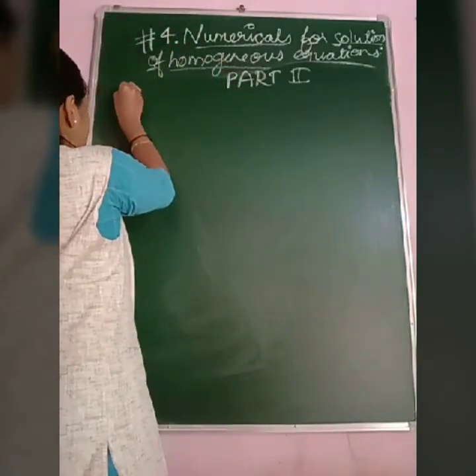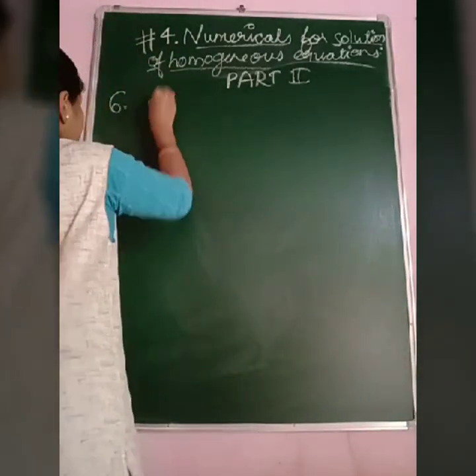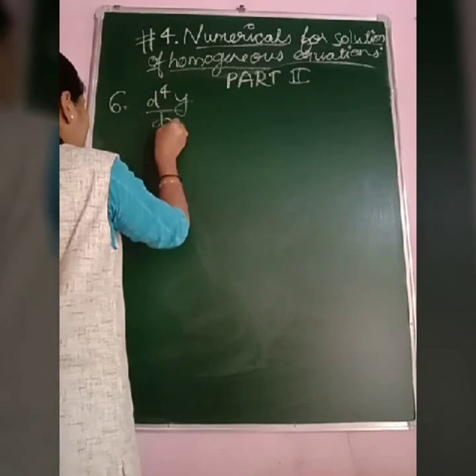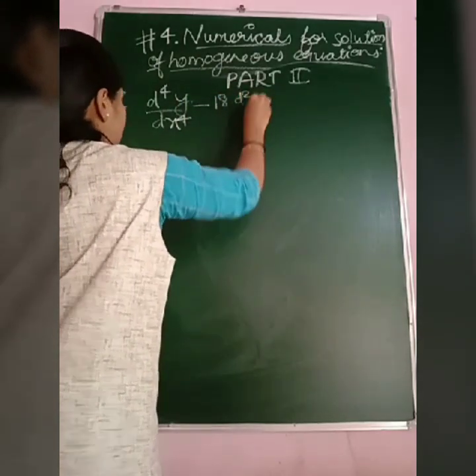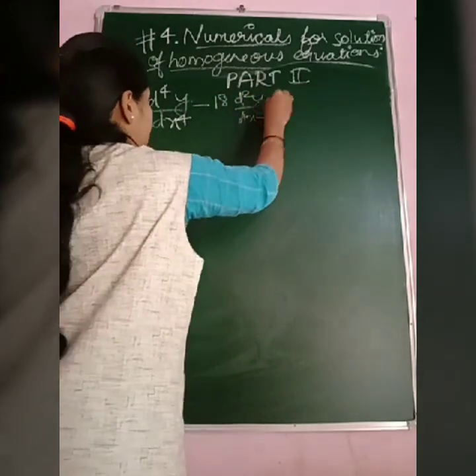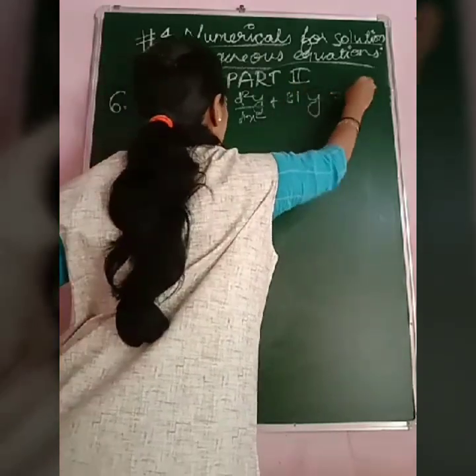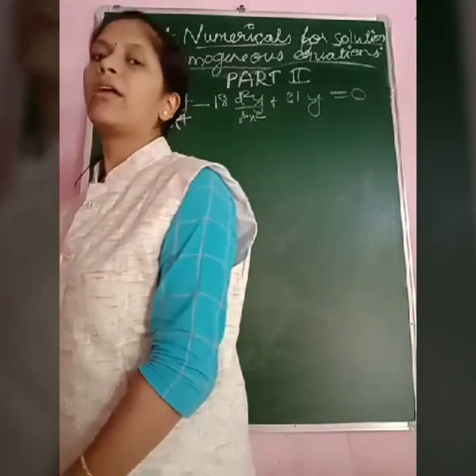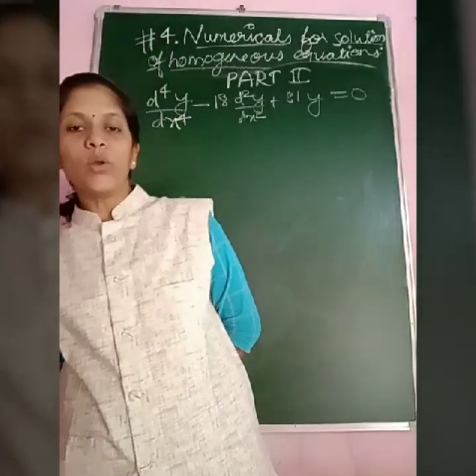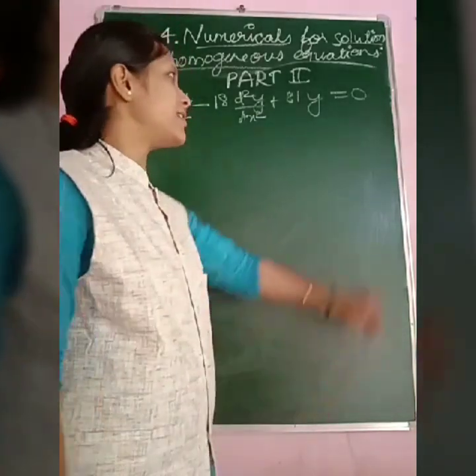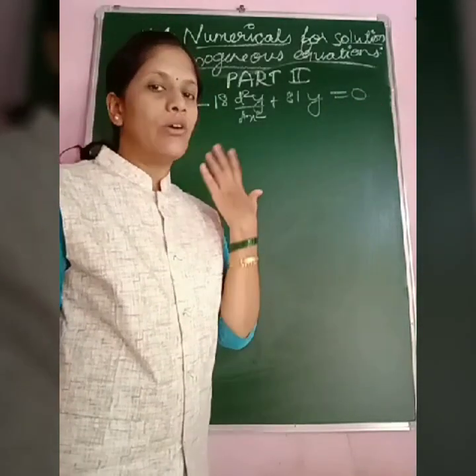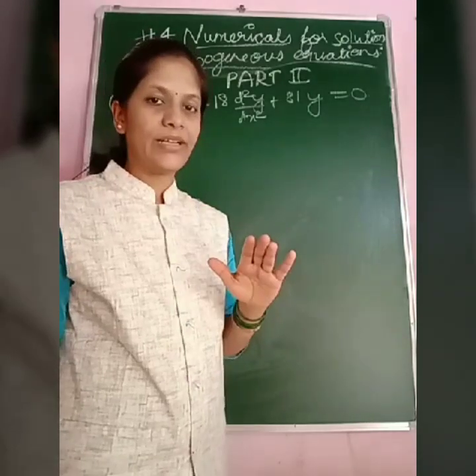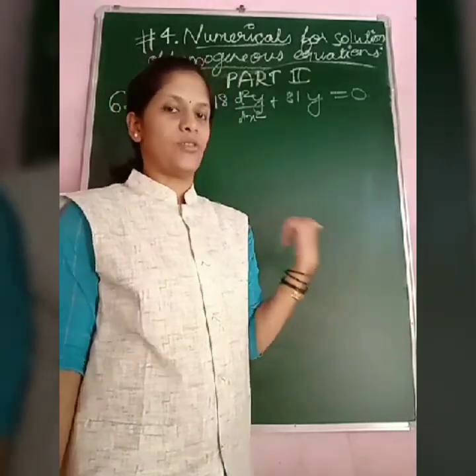So the sixth question is: solve d raised to 4 y by dx raised to 4 minus 18 d squared y by dx squared plus 81y equal to 0. Looking at the question, we easily understand it is a homogeneous linear differential equation. So what is the solution? Just the complementary function.